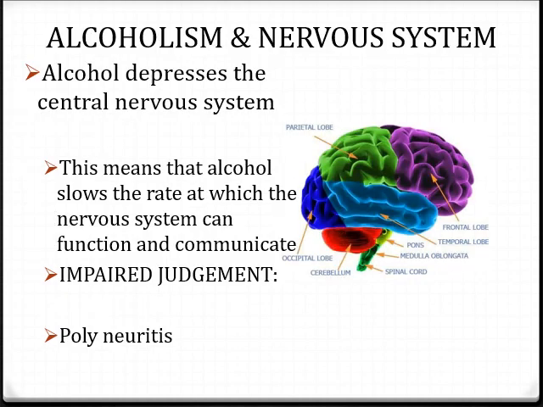If you take it organ-wise, alcoholism and the nervous system: alcohol depresses the central nervous system. That means alcohol slows the rate at which the nervous system can function and communicate. It impairs or depresses central nervous system function, and because of that it can lead to impaired judgment. And also in alcoholics, polyneuritis occurs, which we have already explained with thiamine metabolism.